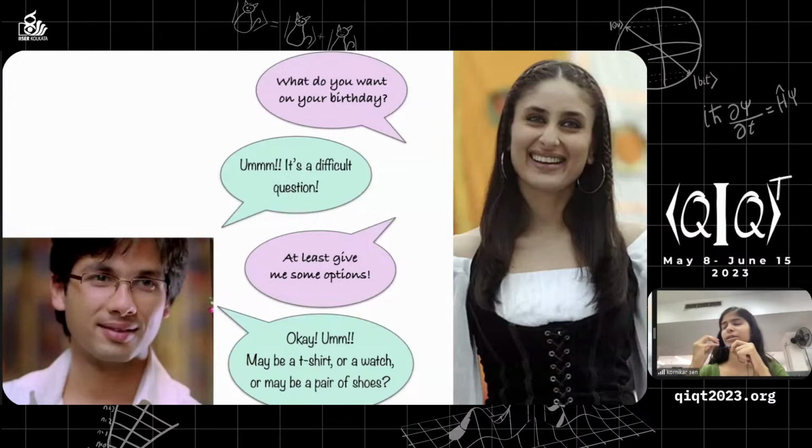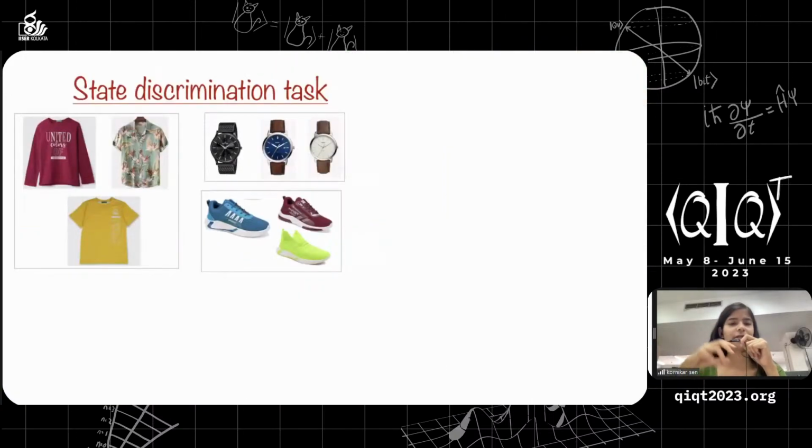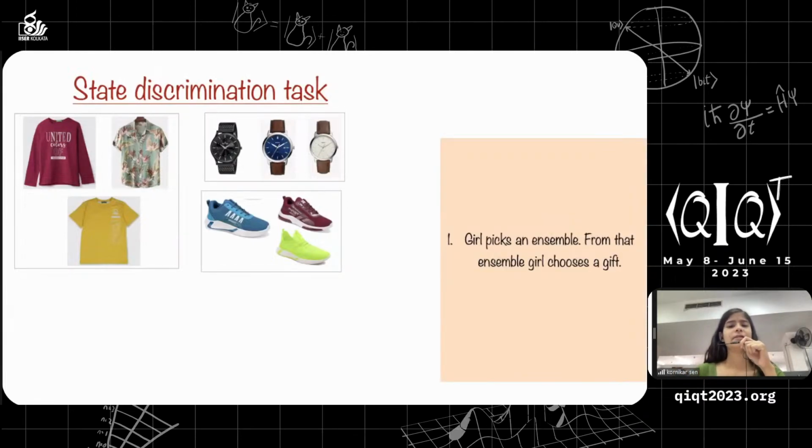Before going into the detail, let me say what type of state discrimination task I'm talking about. This is an example. Say there is a boy and a girl, and it's the boy's birthday. The girl wants to give him some gift, but she is confused about what to gift. So the girl directly asks the boy, what do you want for your birthday? The boy says, okay, it's a difficult question, but I can give you some options. You can give me a t-shirt or a watch or maybe a pair of shoes. So the girl selects some shirts, some watches, and some shoes, but she is still confused among them. So the girl randomly picks an ensemble, and from that ensemble, randomly picks a gift and gives it to the boy.